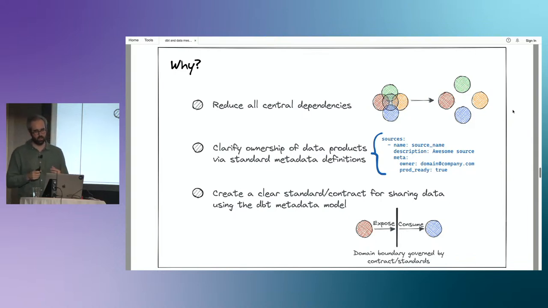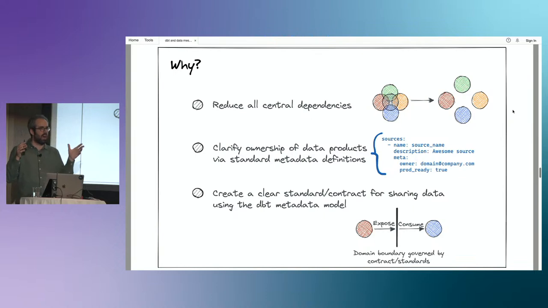Then the second thing is that we try to clarify ownership of data products via shared standard metadata definitions. And DBT already allows you to do this. It's really something that goes well together, because DBT already has a metadata model attached to it. And this makes the definition of data contracts way easier. This we will discuss in the next slide. And the third point is that you create a clear standard contract for sharing data using this metadata model.